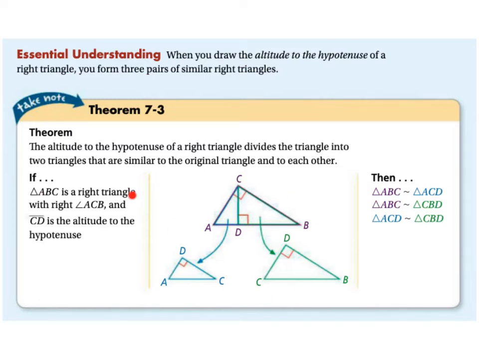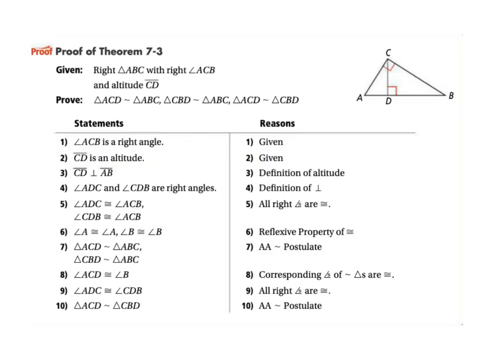Anyway, if triangle ABC is a right triangle with right angle ACB, and CD is the altitude to the hypotenuse, then you get this relationship. Here's a proof of why this works. I'm going to let you pause it and read through it as you like and ask me questions if you have them. I'll just keep moving with the lesson. But here's an explanation so you don't have to just take us at our word that this is true.